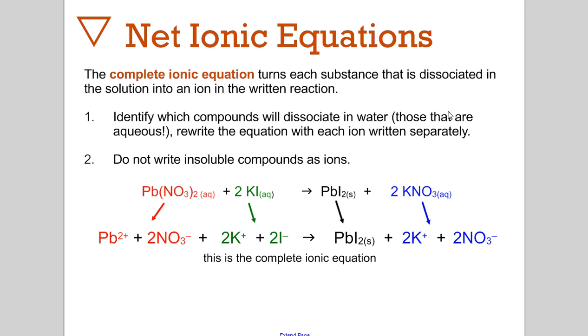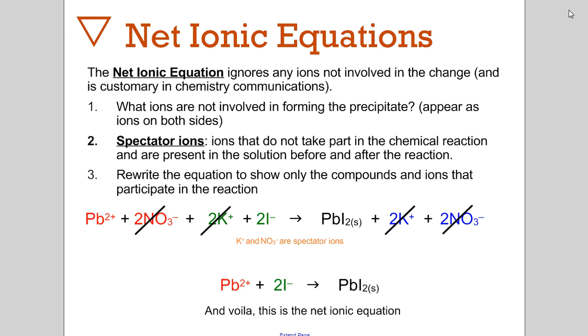So a complete ionic equation, rewritten here for us again, helps us to see exactly what our solution contains. Now, writing a net ionic equation simply means we identify substances that appear both in ion form as reactants and products, and we omit them. Okay, so let's look at one. We call those ions that are present on the reactant and product side spectator ions.